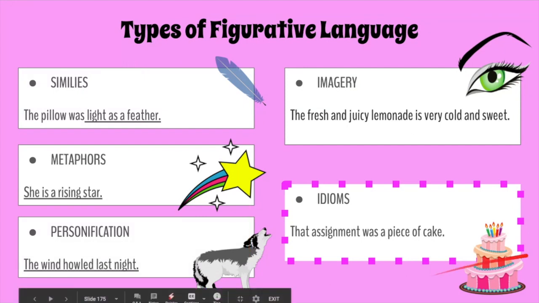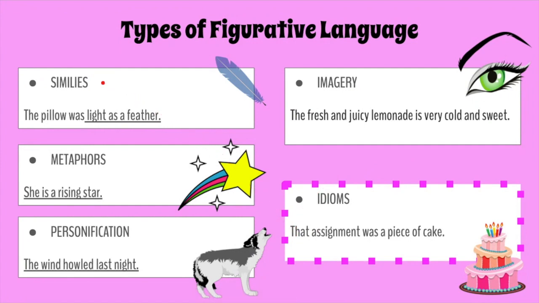Okay, that being said, we have a whole bunch of different types of figurative language, but I'm only going to focus on one, and that one is down here, idioms. So I have similes. These are a comparison that uses like or as. So the pillow was light as a feather. I use as, so I'm comparing two different things, the pillow and the feather, and I'm saying that it was super light. Then we have metaphors. Metaphors are also comparisons, but these don't use like or as. So I'm saying she is a rising star. I don't literally mean she is a star that is going up. I mean that she is going to be really talented and she's going to become famous one day, maybe.